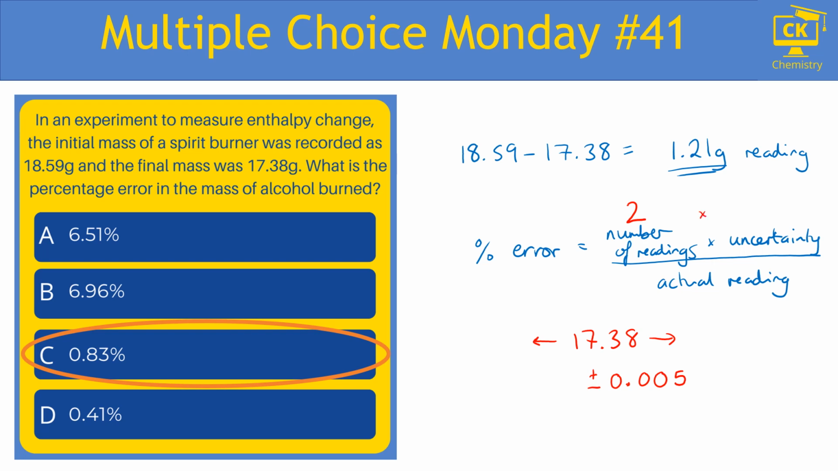So I'm going to do 2 times 0.005. So my calculation is 0.01 over 1.21 times 100, which gets me 0.83% when I round it up to 2 decimal places.